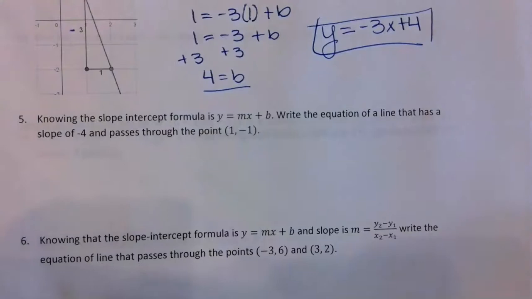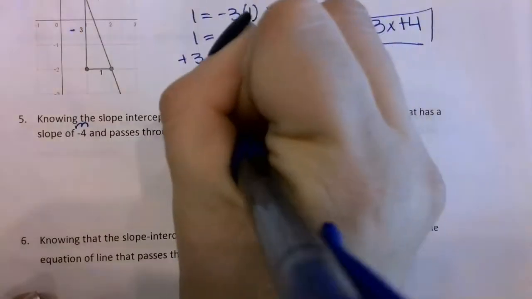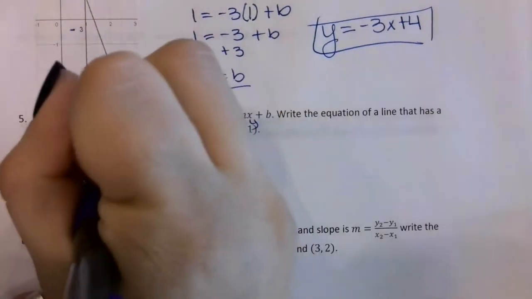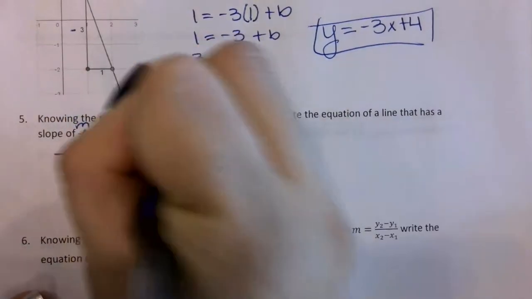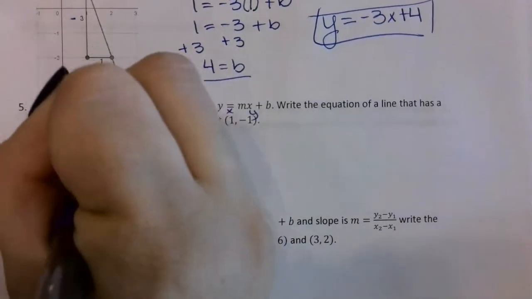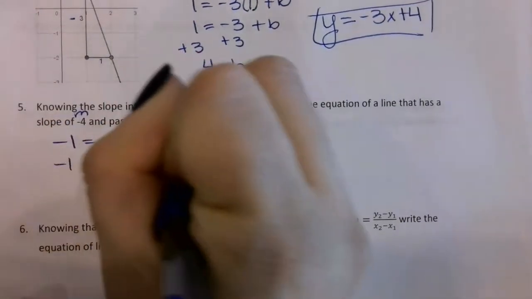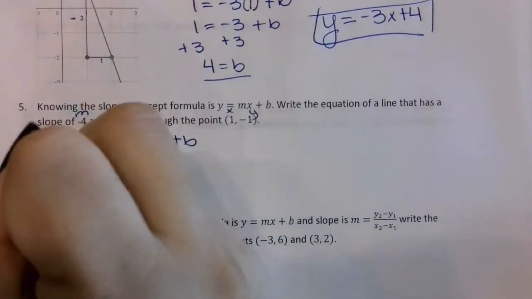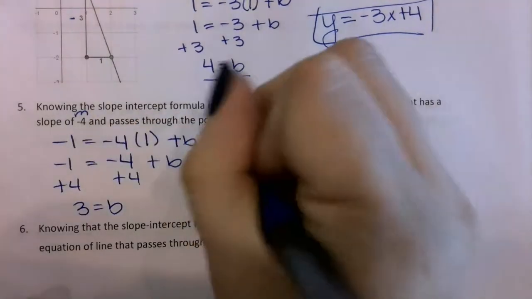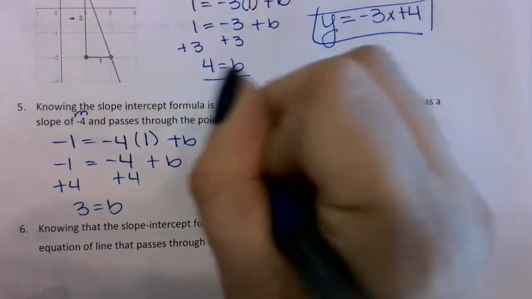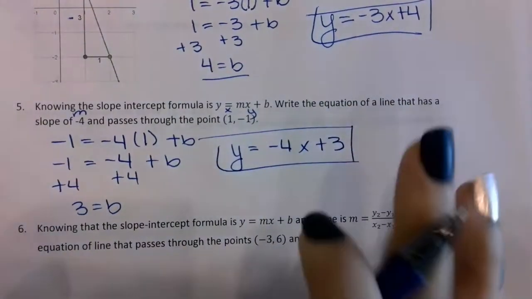Okay. Number 5 gives me my slope and my point. So my slope is m, my point is x, y, and I can just plug into here. I have negative 1 equals negative 4 times positive 1 plus b. I'm going to do negative 4 times positive 1 to get negative 4. Then I want to add 4 to both sides. I get 3 equals b, so I plug back in. I get y equals negative 4x plus 3. It's crazy. I did not mean for those slopes to switch.